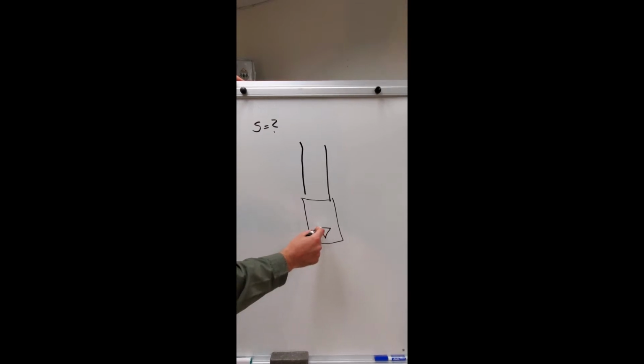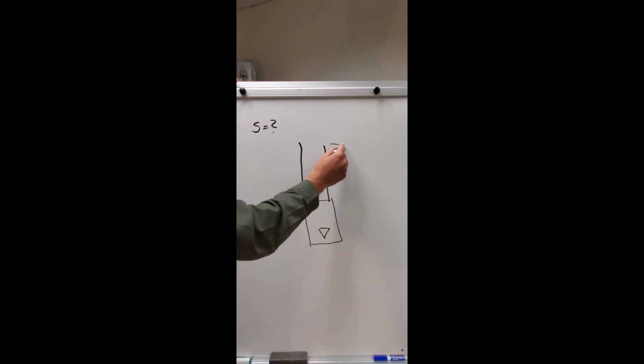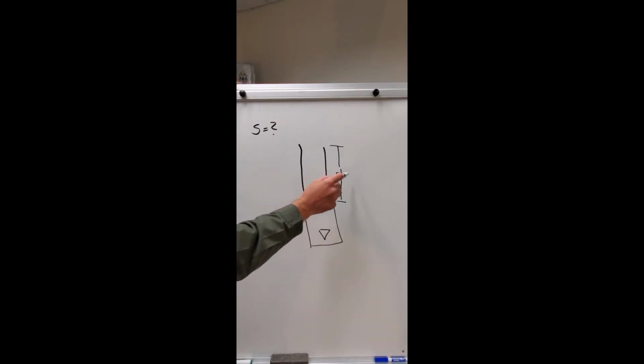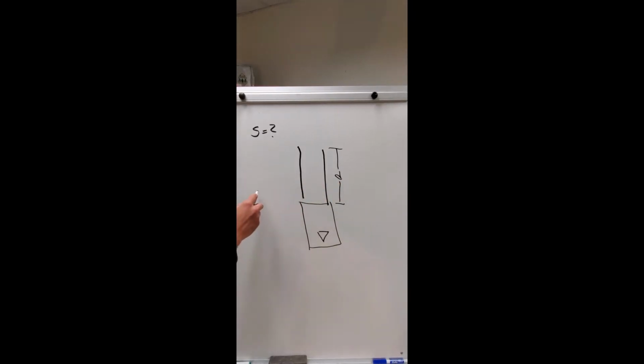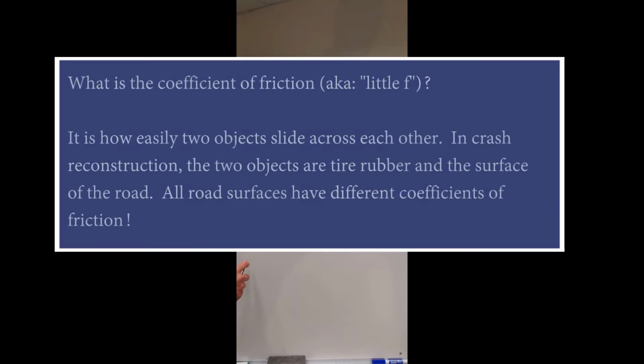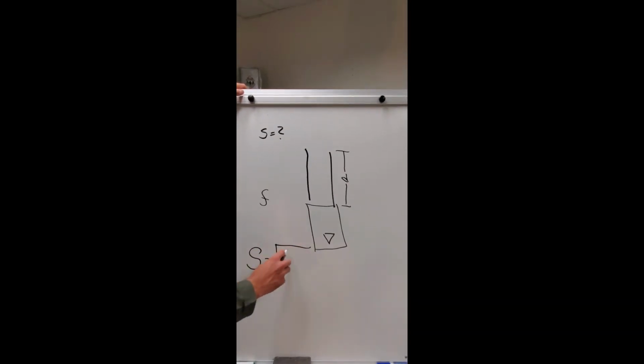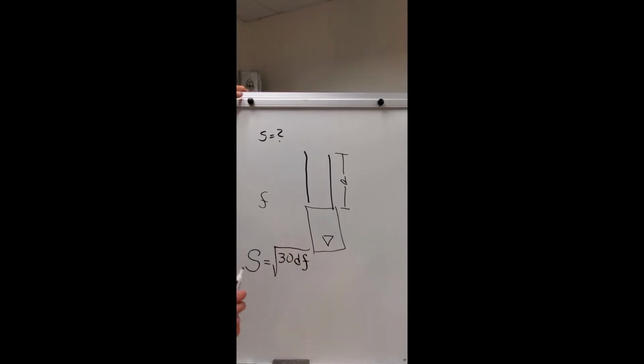After the vehicle comes to rest, we're going to go out and measure the distance of the skid marks on each side. And then once we know the distance and we know the coefficient of friction for the road surface, which we're going to call little f, we're going to come up with the speed of that car using this simple formula. Speed is equal to the square root of 30 times the distance times the coefficient of friction.